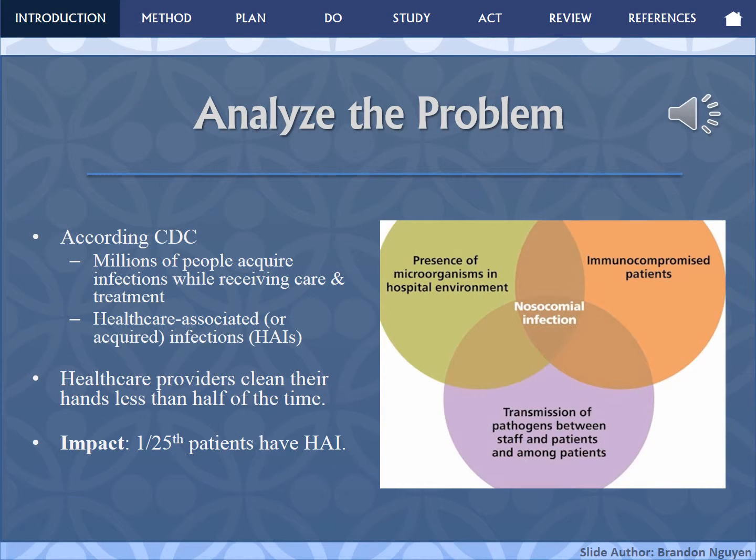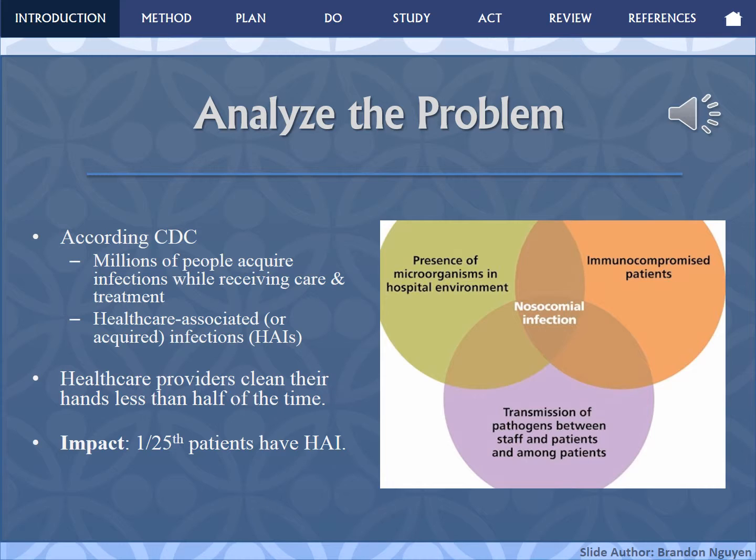Hello, fellow leaders. My name is Brennan Wynn, and our group is here today to propose an improvement process on hand hygiene in order to reduce the spread of germs and infection.